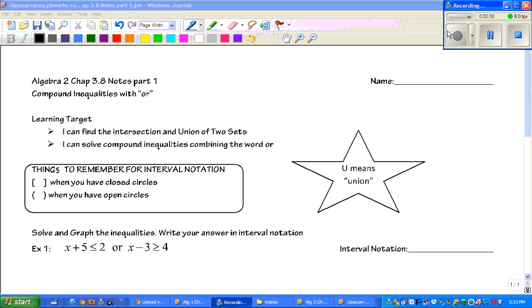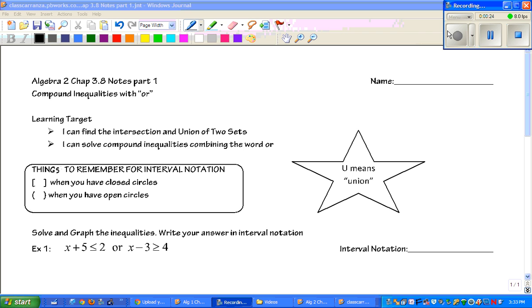Today we're going to be talking about compound inequalities with OR. So our learning target today is to be able to find the intersection and union of two sets and to solve compound inequalities combining the word OR in them.